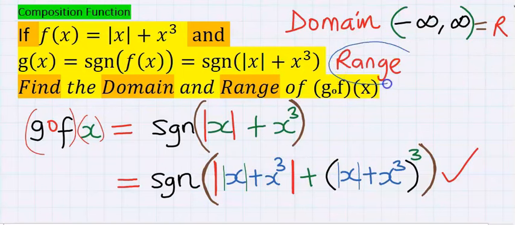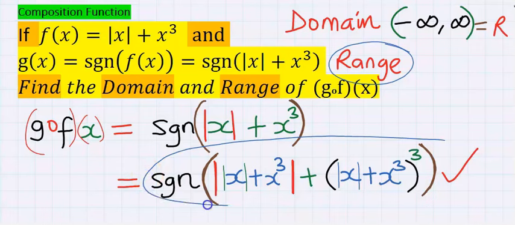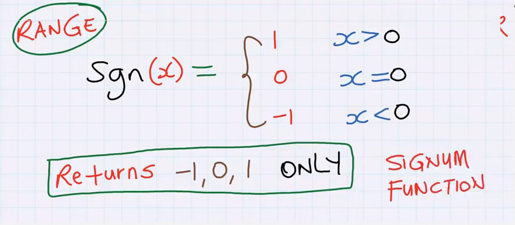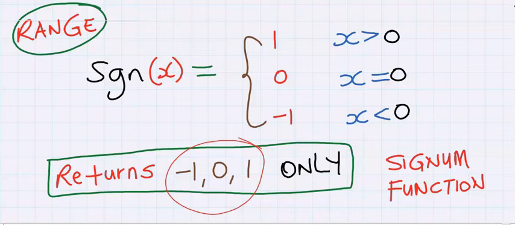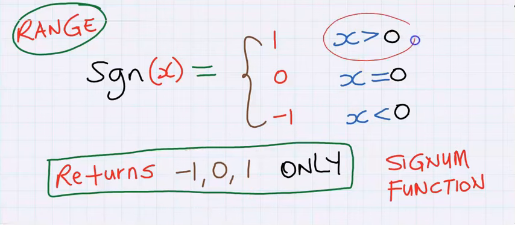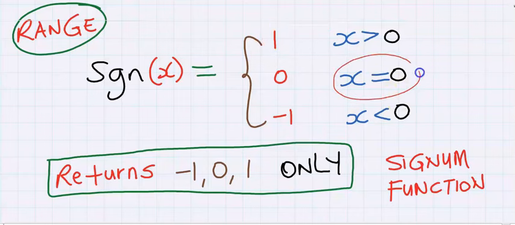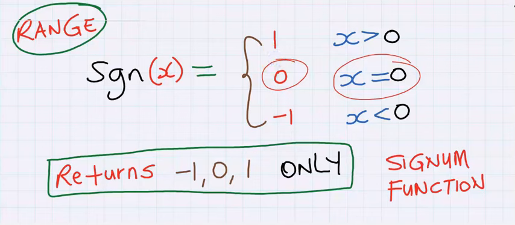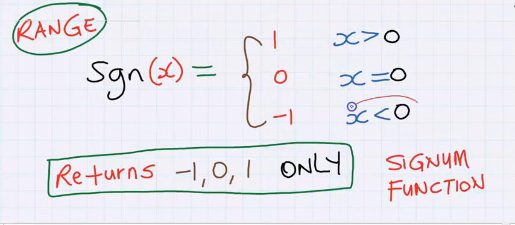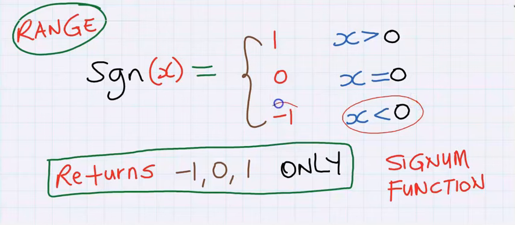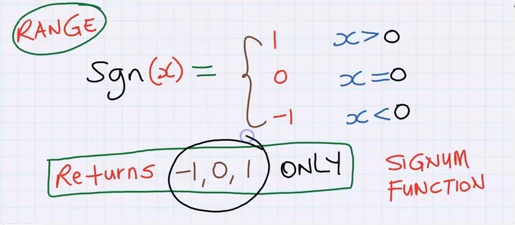Next, let's look for the range of this function of g of f. A signum function returns only -1, 0, or 1. When the value under consideration is greater than 0, it will return 1. When the value under consideration is equal to 0, it's going to return 0. And when the value under consideration is less than 0, it's going to return -1. This means the range will be either -1, 0, or 1 only.